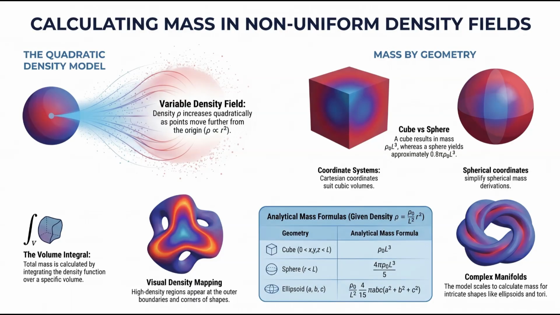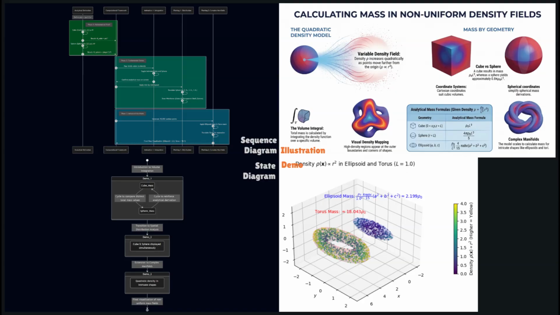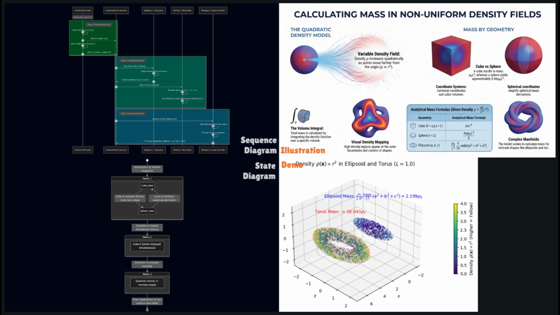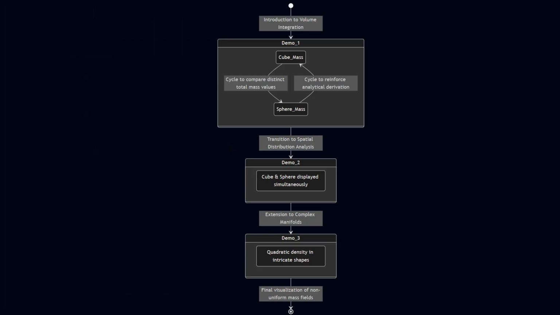The bridge of logic. The sequence diagram. The sequence diagram acts as a bridge between the raw theory found in the derivation sheet and the functional digital environment. It illustrates the logical flow where the Phase 1 analytical results, the exact calculations for how much mass is contained within a cube or a sphere, are handed off to a computational framework.